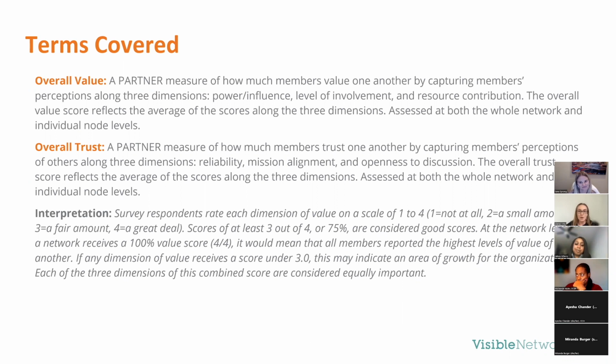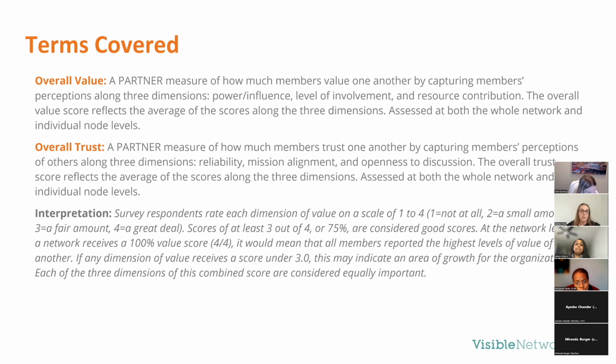Okay, so let's go over some of the terms that we covered in this scenario. As you might be familiar with, we have overall value and trust scores. Overall value essentially measures how much members value one another by capturing members' perception of each other among 3 dimensions that we use. One is power and influence, then we have level of involvement and resource contribution. The overall value score reflects the average of the scores along those 3 dimensions. This assessment is at both the whole network and individual node level.